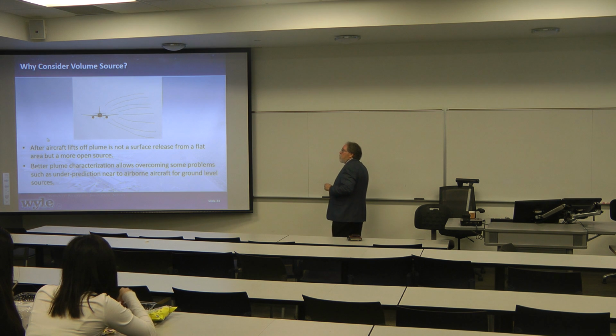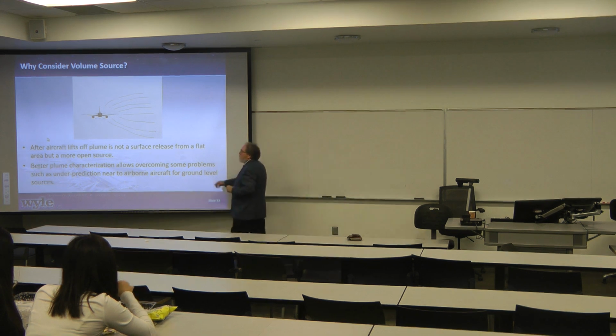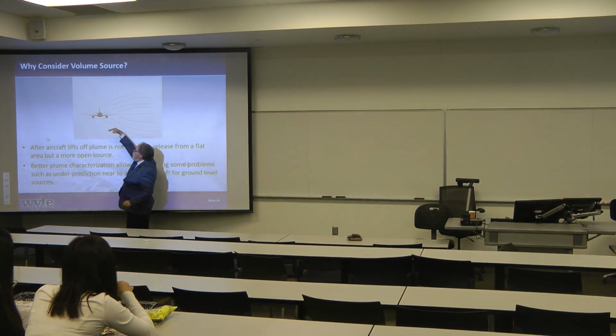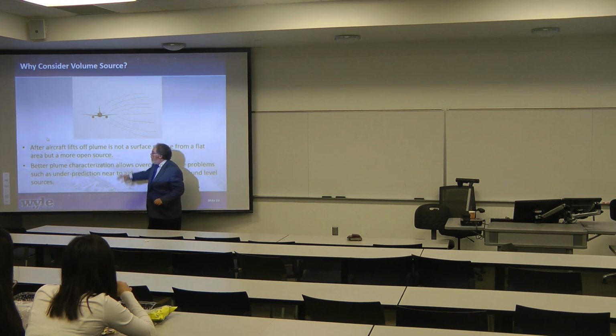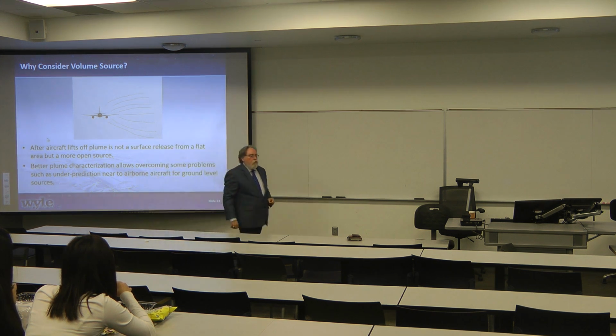So when this plume lifts off, we also have a problem. If you define an area source, so you've got this flat surface here and say emissions are coming out of that, that's not right either. So a volume source makes a much better way to do this dispersion.